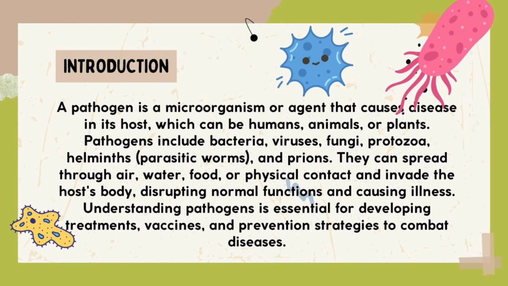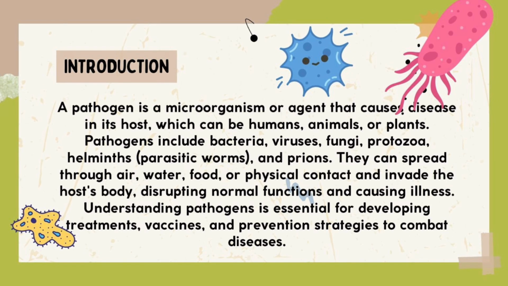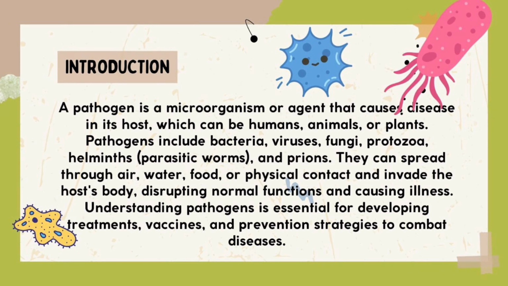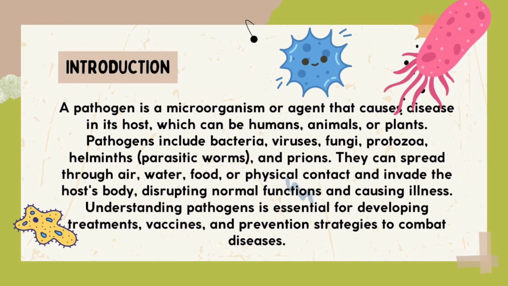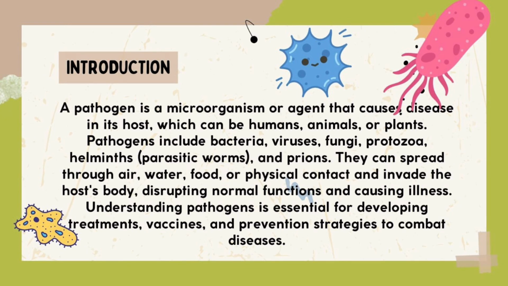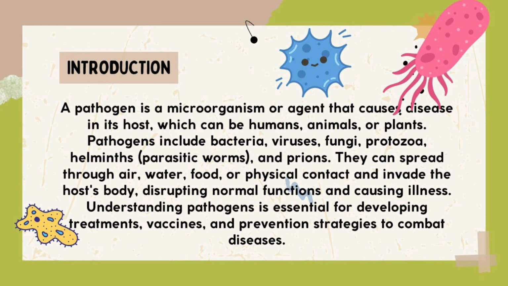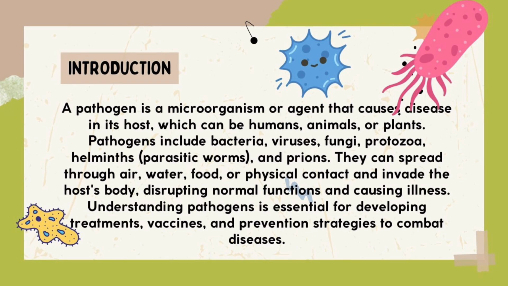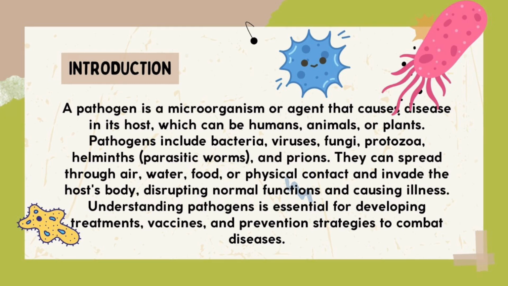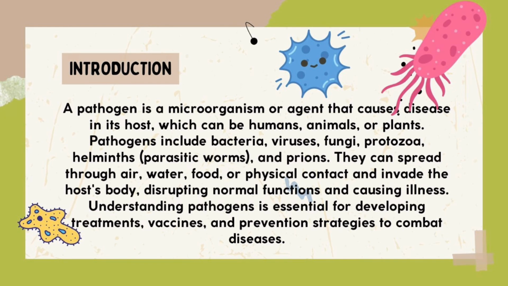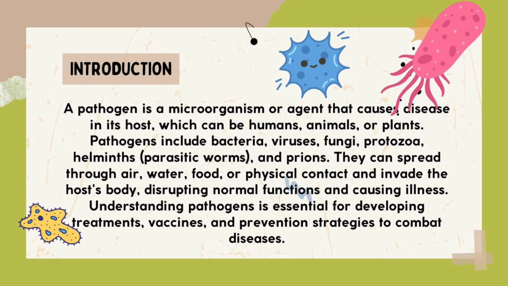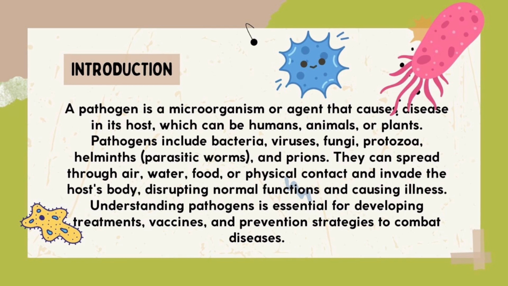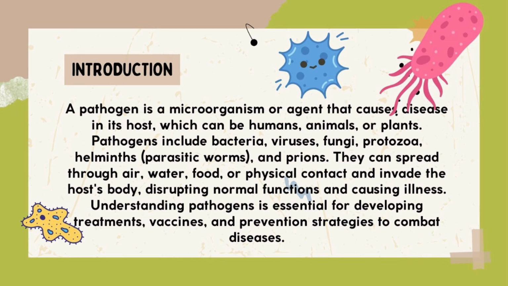Introduction. A pathogen is a microorganism or agent that causes disease in its host, which can be humans, animals, or plants. Pathogens include bacteria, viruses, fungi, protozoa, helminths, parasitic worms, and prions. They can spread through air, water, food, or physical contact and invade the host's body, disrupting normal functions and causing illness. Understanding pathogens is essential for developing treatments, vaccines, and prevention strategies to combat diseases.